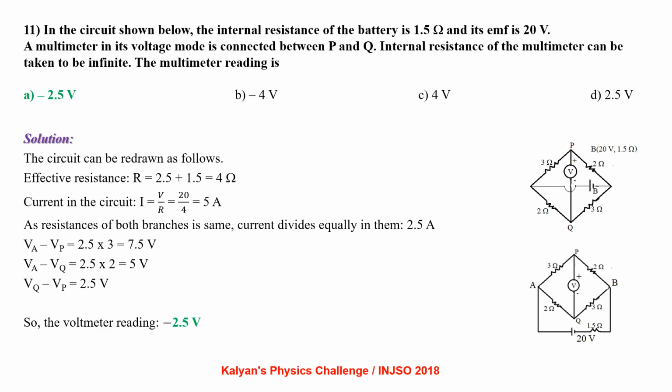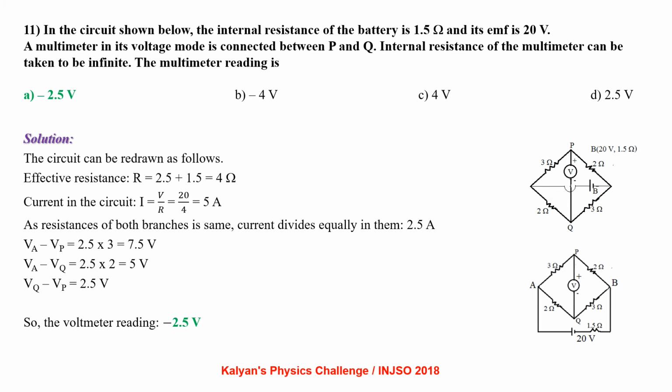In the circuit shown below, the internal resistance of the battery is 1.5 ohm and its EMF is 20 volt. A multimeter in its voltage mode is connected between P and Q. Internal resistance of the multimeter can be taken to be infinity. The multimeter reading is? The circuit can be redrawn as follows.